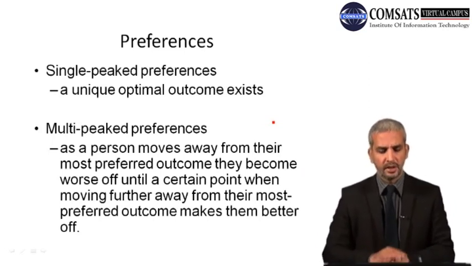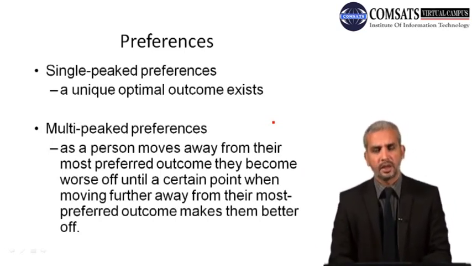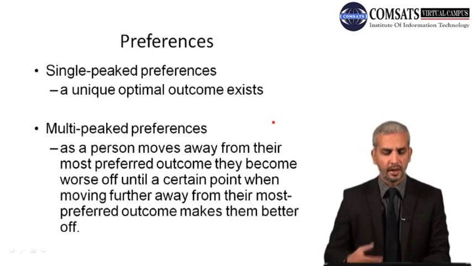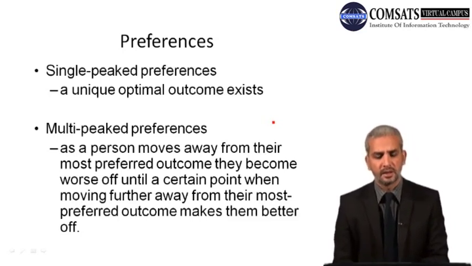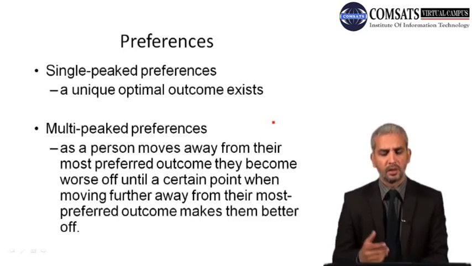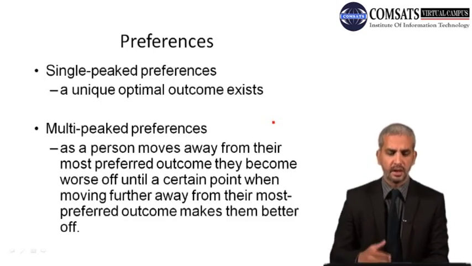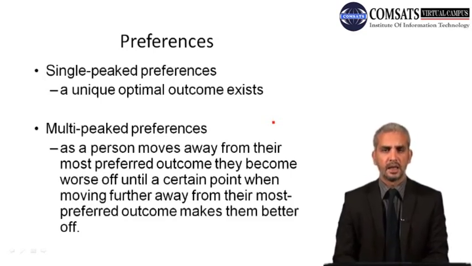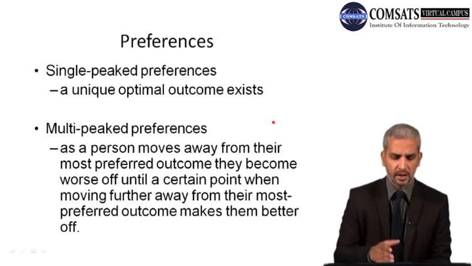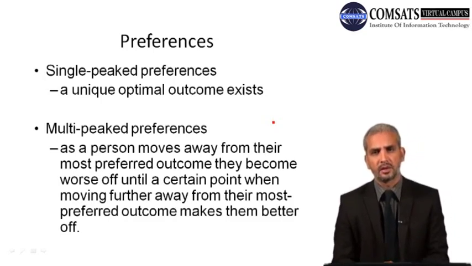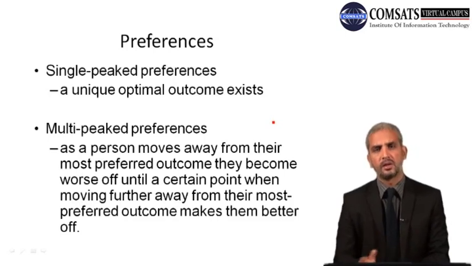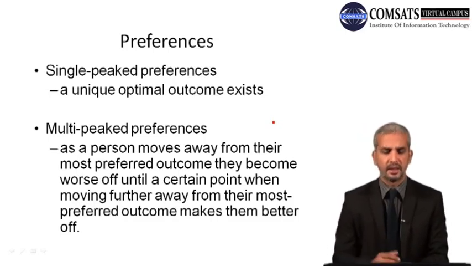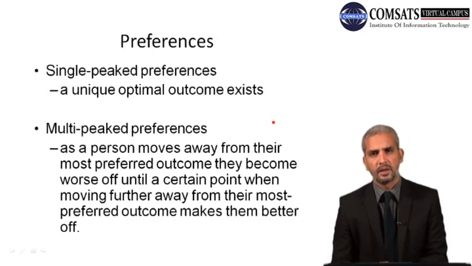It would be easier to understand once we enter the graphical analysis, and you would grasp the concept immediately. Now what are single peak preferences? A unique optimal outcome exists, because single peak preferences would be like each individual has one single preferred outcome, in case of which his choices are not of the extremes, and then in that case a unique optimal outcome would exist.